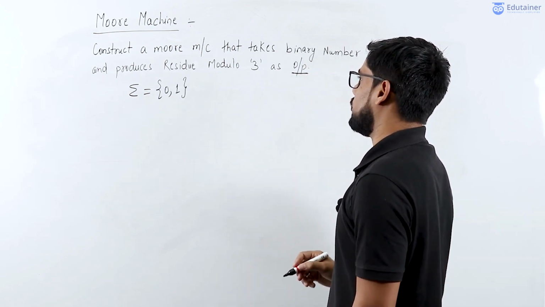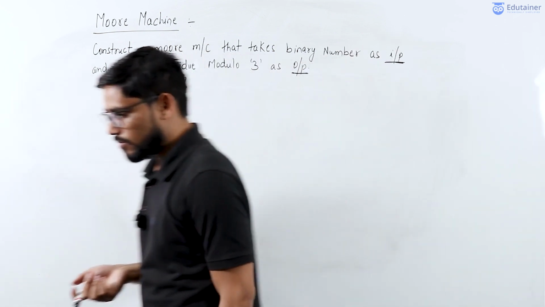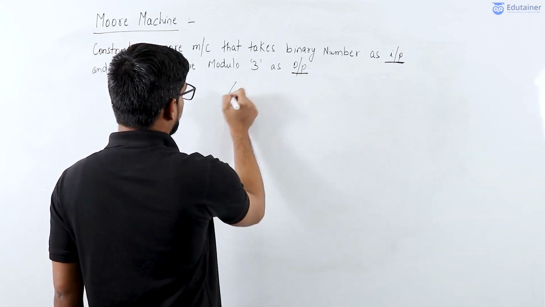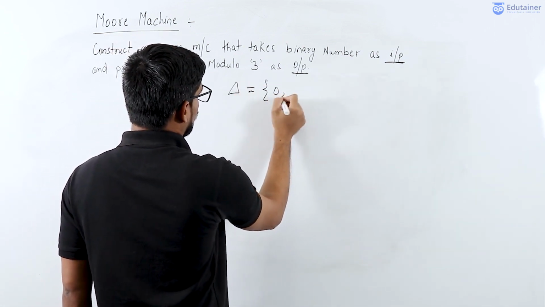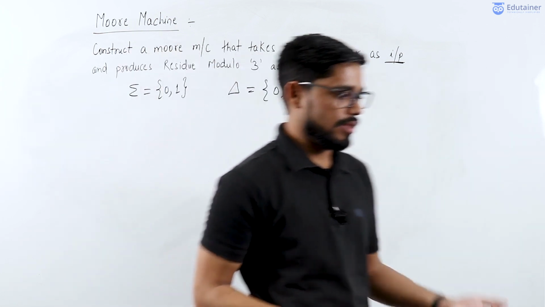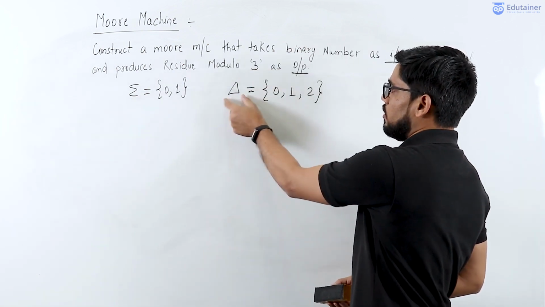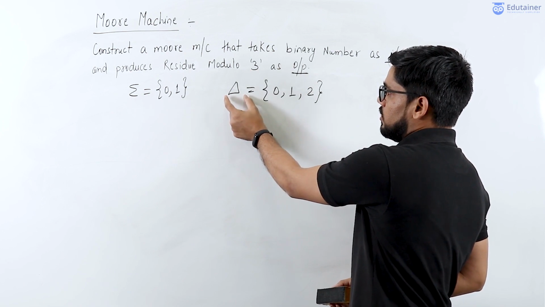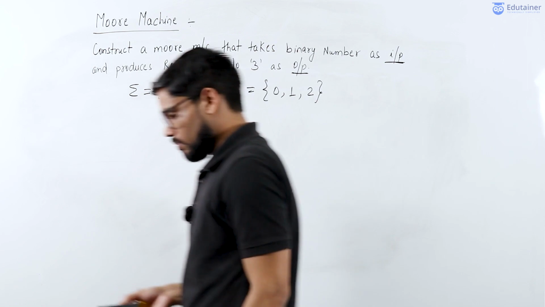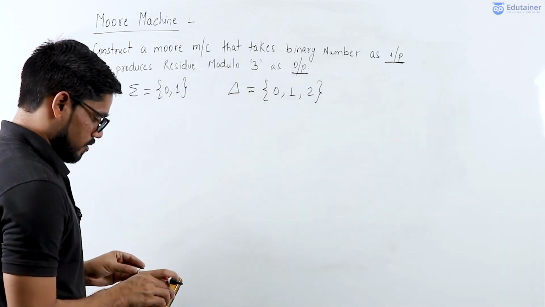So residue modulo 3 means if you take any binary number and divide it by 3, how many remainders will be produced? The remainders produced are 0, 1 and 2. So if you divide any number by 3, the remainders produced are 0, 1, 2. So here the output alphabet is capital delta, 0, 1, 2. How can you draw the Moore machine for such type of question?